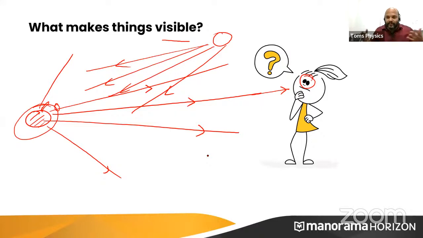This is not a naturally luminous object, right? Like the sun is luminous, it has its own light. This apple is only reflecting light. So that was the revision for whatever we have learned earlier. Let's go further.